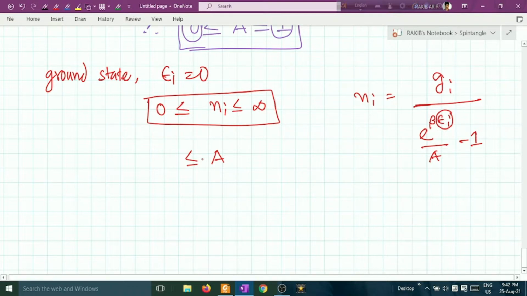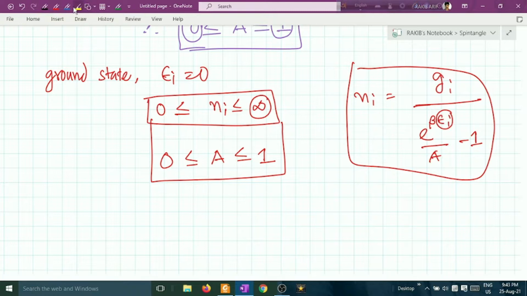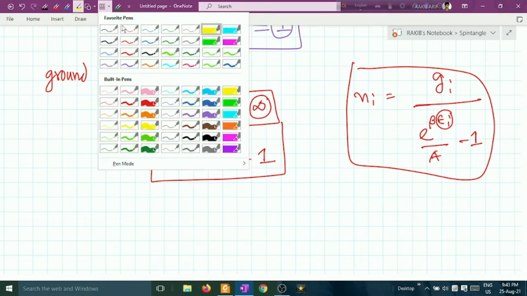So to make the number of particles 0, you have to introduce a 0 here. And to make the number of particles infinite in the ground state, you have to put 1 in the place of a. You can check this from the graph. This is the conjugate graph between the number of particles and the extra parameter that we have introduced, which is a.